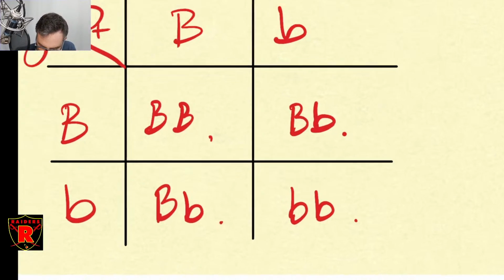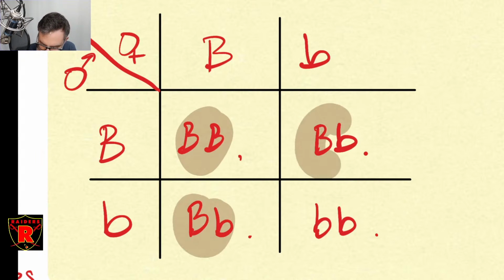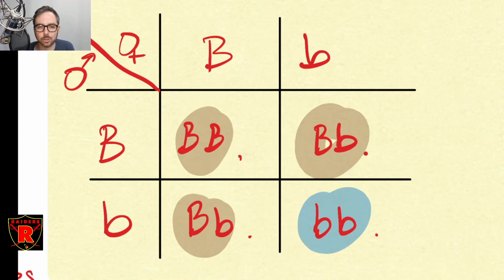Okay, and then this is the result of the Punnett square. So we're going to get one big B, big B, two big B, little b's, and one little b, little b. And if we were to look at the actual colors of these, that's brown, that's brown, that's brown, and then this one's going to be blue. Again, you don't have to show this on your Punnett square, but I'm just doing it for simplicity's sake here. I can highlight them.